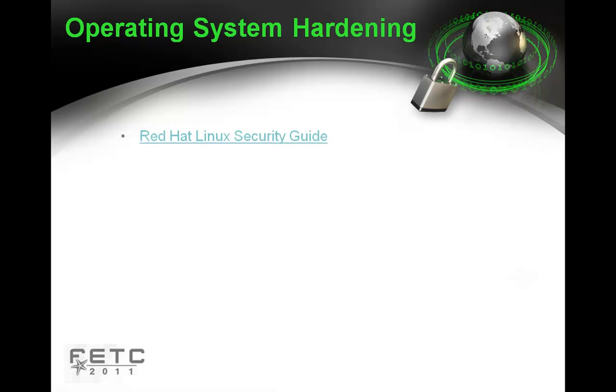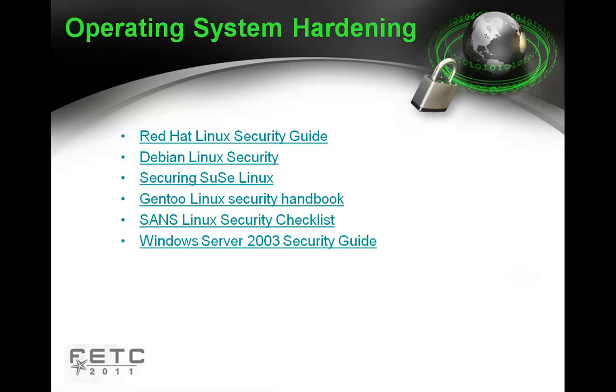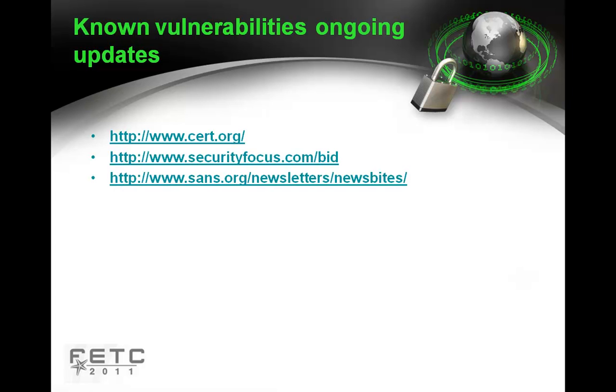Operating system hardening. What I've got here is a list of some of the sites, specifically if you're doing Red Hat, Debian, or SUSE. This is more on the Linux side, then the Windows Server 2003 Security Guide, and I've also listed the 2008 already before. That's the Linux and some of the older Windows for you. Known vulnerabilities and ongoing updates. Here's just another set.